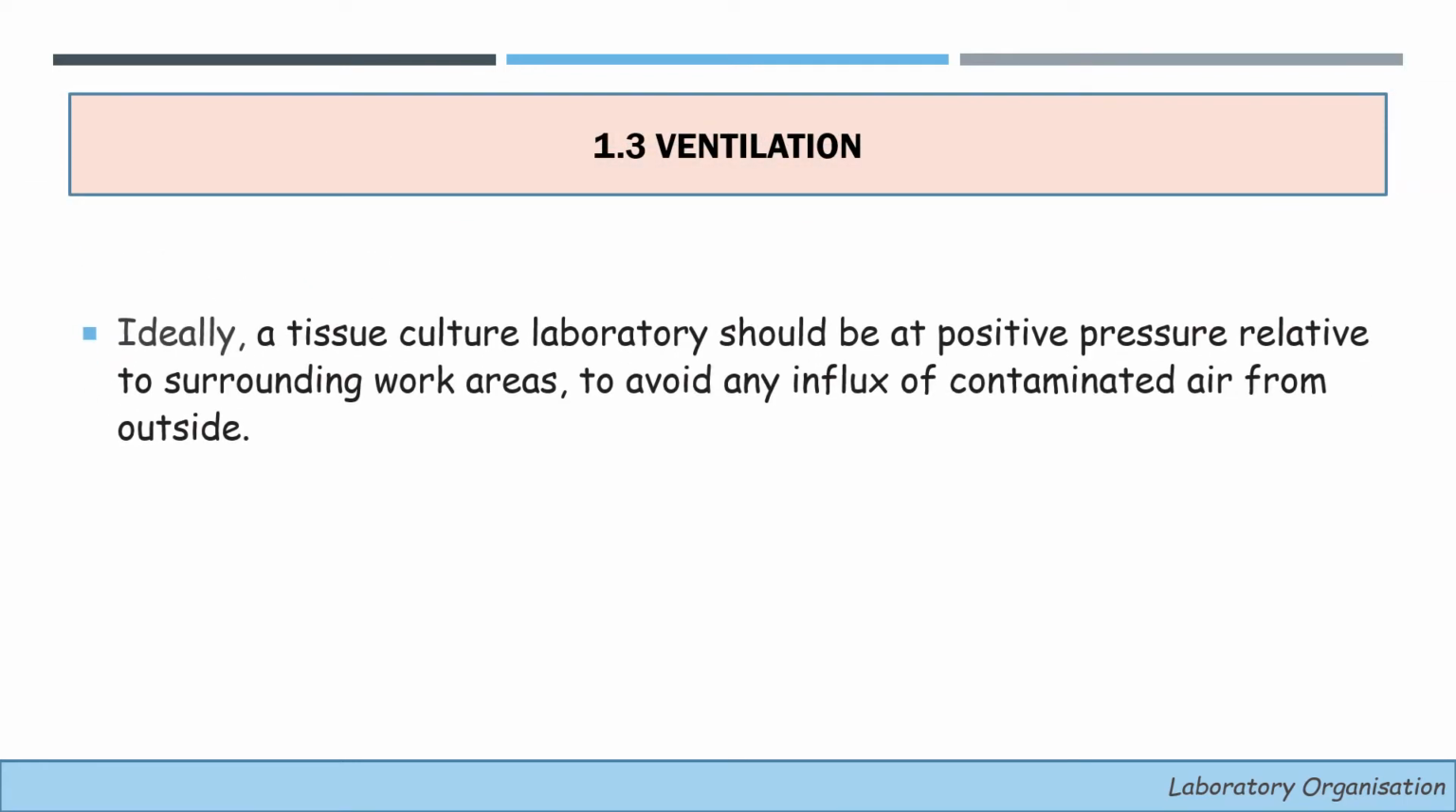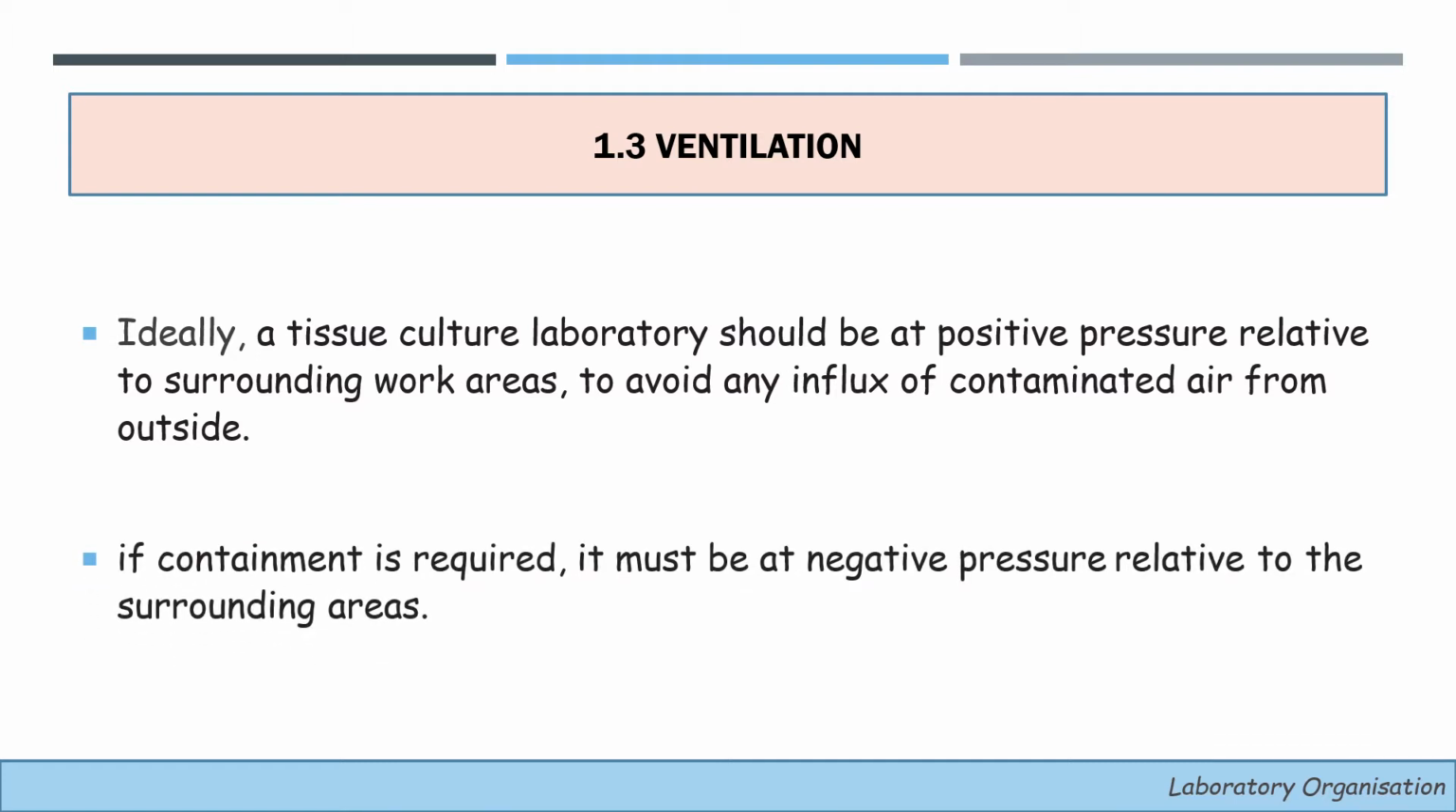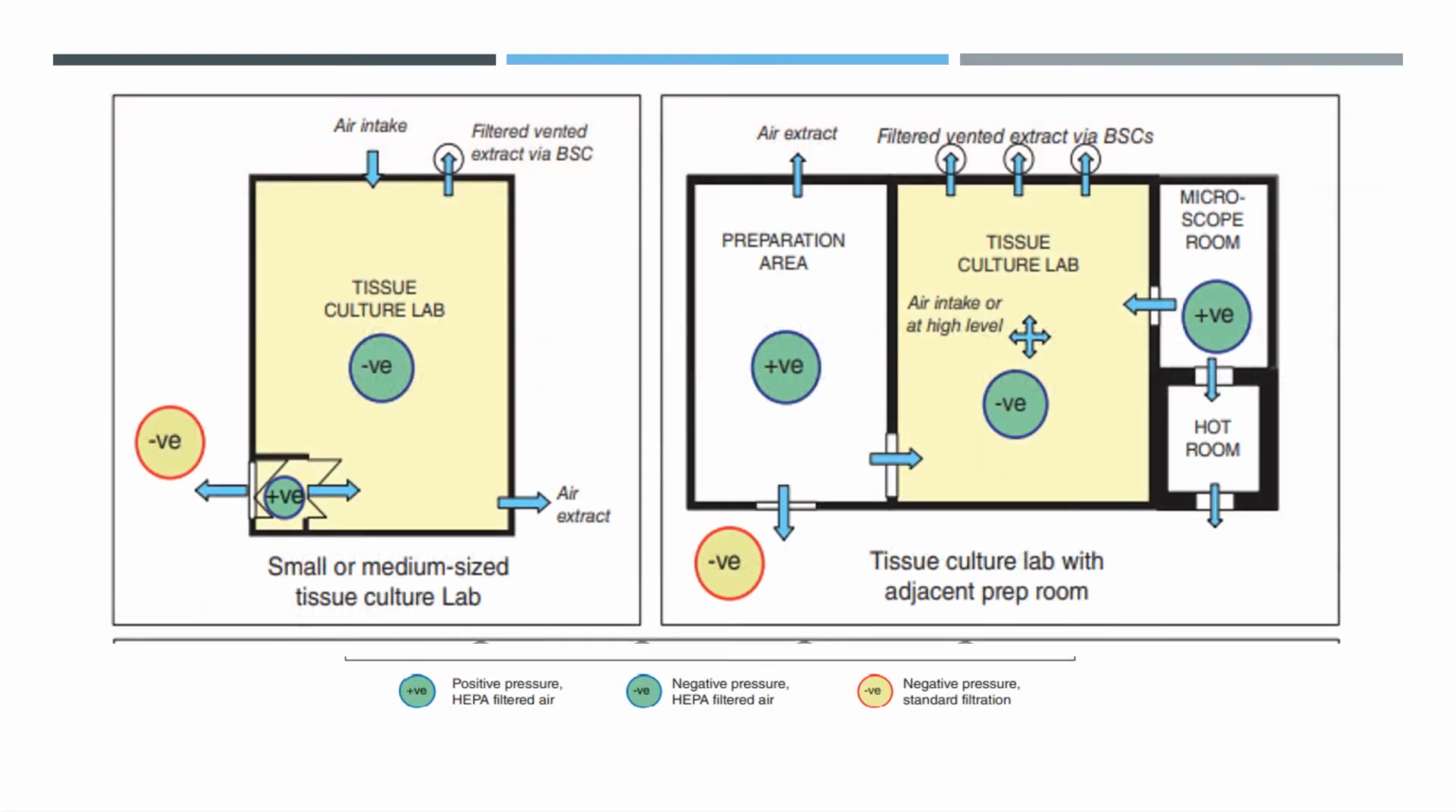Ventilation. Ideally, a tissue culture laboratory should be at positive pressure relative to the surrounding work areas, and this is to avoid any influx of contaminated air from the outside. If containment is required, it must be at negative pressure relative to the surrounding areas. To satisfy both requirements, it is preferable to have a positive pressure buffer zone receiving HEPA filtered air outside the tissue culture laboratory, such as the preparation area and microscope room or the corridor.